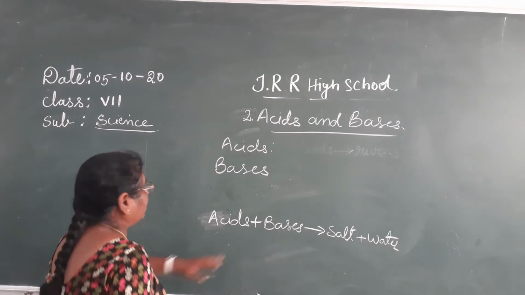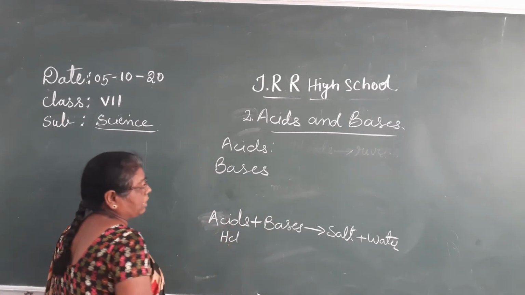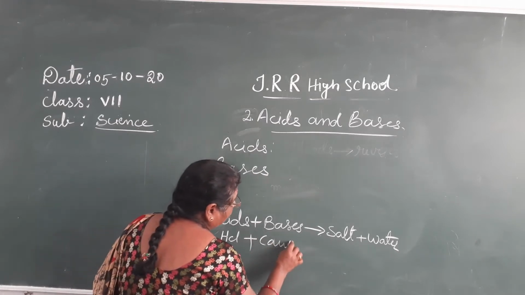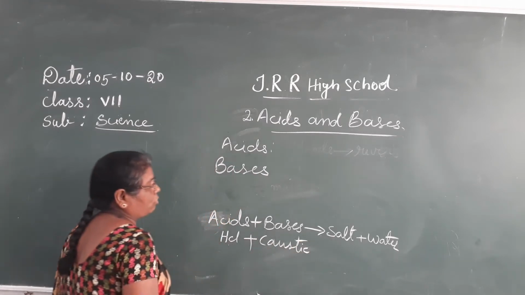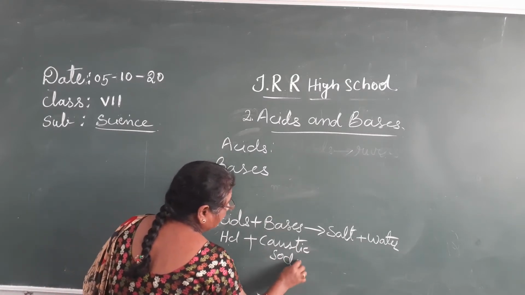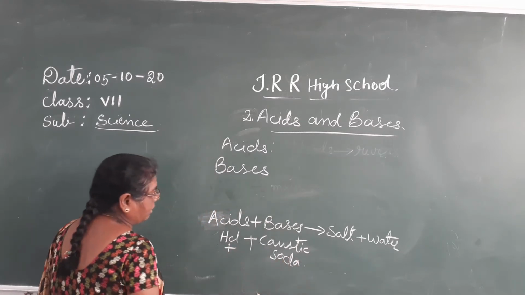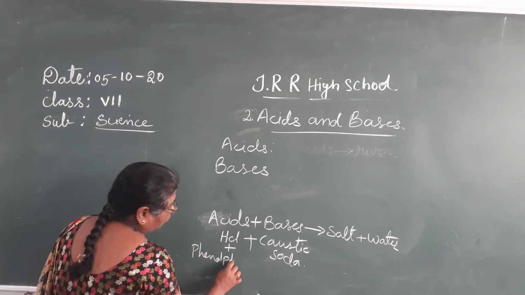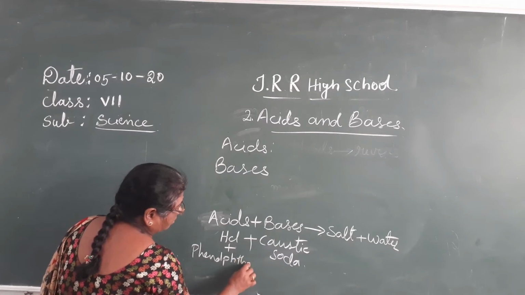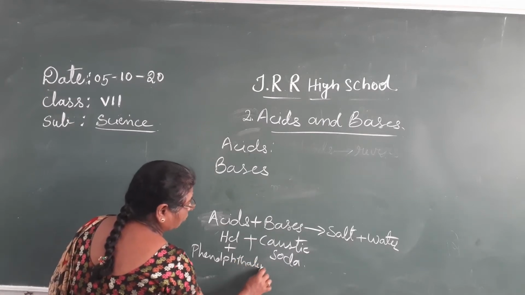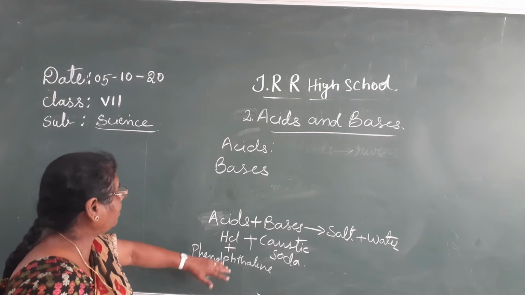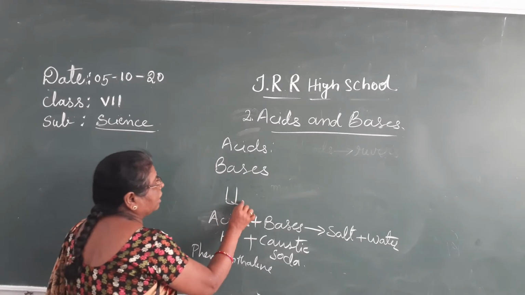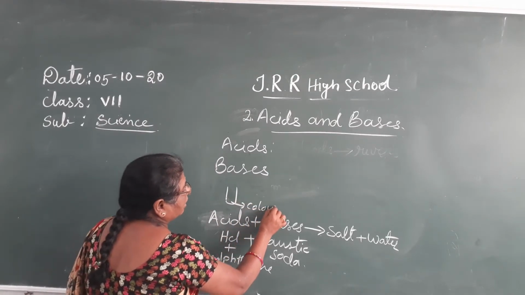So what I have used here: hydrochloric acid solution. Here, caustic soda. What is caustic soda? Caustic soda is sodium hydroxide that I used, isn't it? In this, what did I add? Phenolphthalein. What is phenolphthalein? Phenolphthalein is an indicator. When I add this phenolphthalein in the test tube, what color are you getting here? Colorless. It becomes colorless, isn't it?